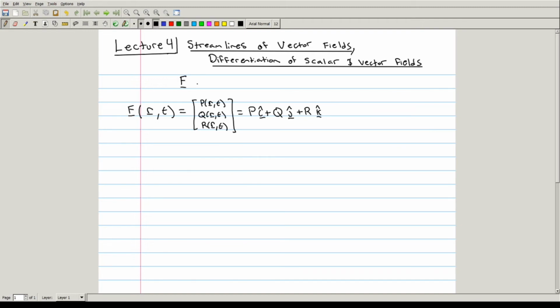Remember, this means then that f itself is a function of position in 3 dimensions. It could be 2 dimensions as well, and it's a function of time, and it's mapping to 3-dimensional space in general. This is the 3-dimensional case. In 2D, we have a similar functional dependence, only it's dependent on 2 dimensions of space, and the vector is valued in 2 dimensions of space.